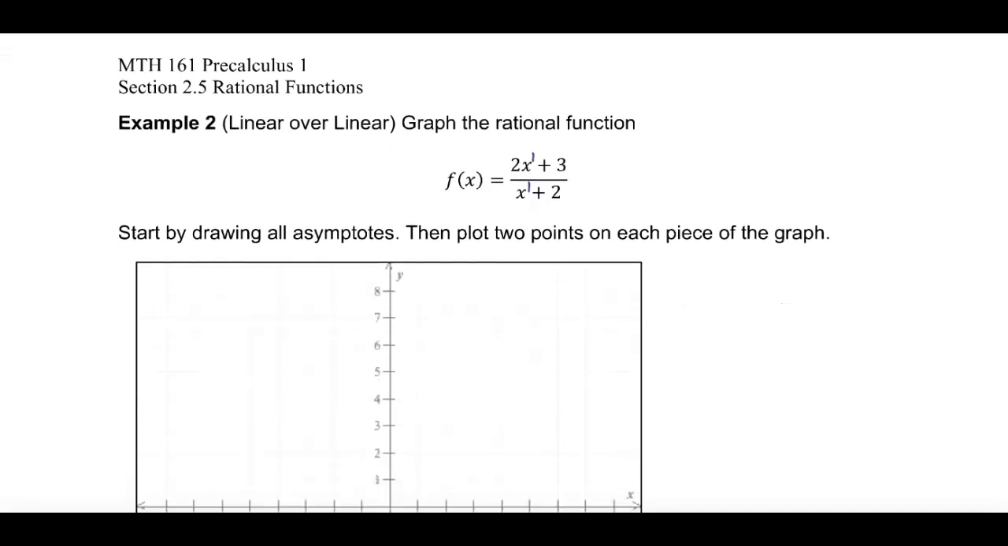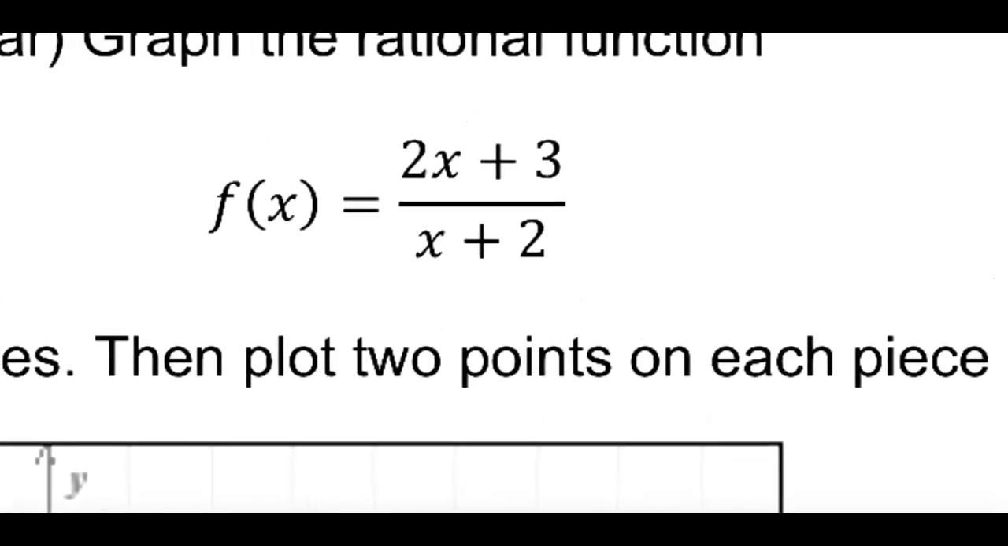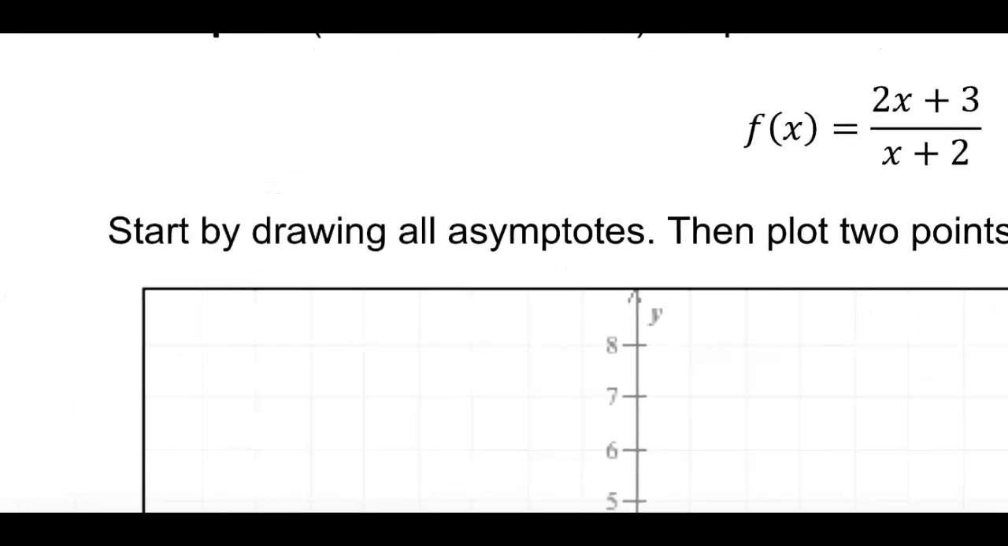Let's go over the second graphing example. This time we have a linear function over linear function. Hold on, let me show you what the function looks like. So f of x is (2x plus 3) over (x plus 2). We want to graph this function by first drawing all asymptotes.